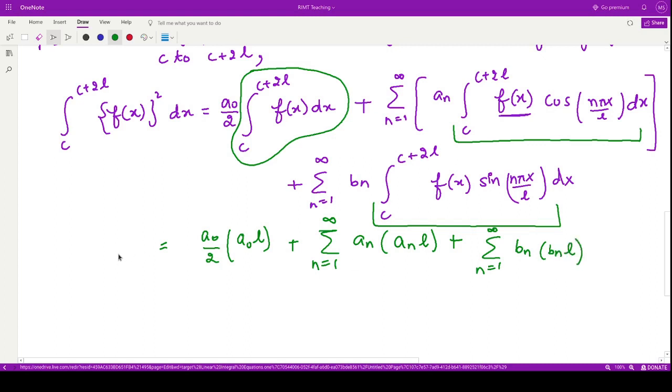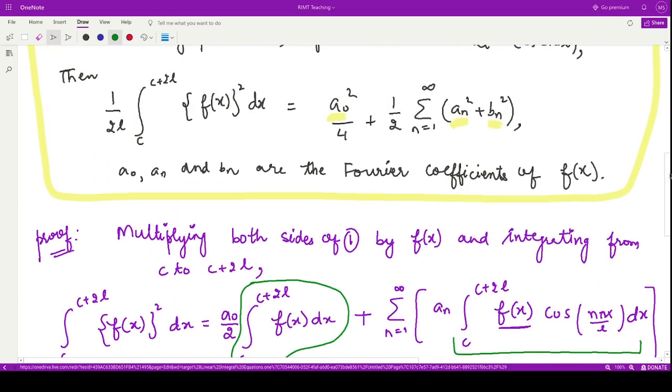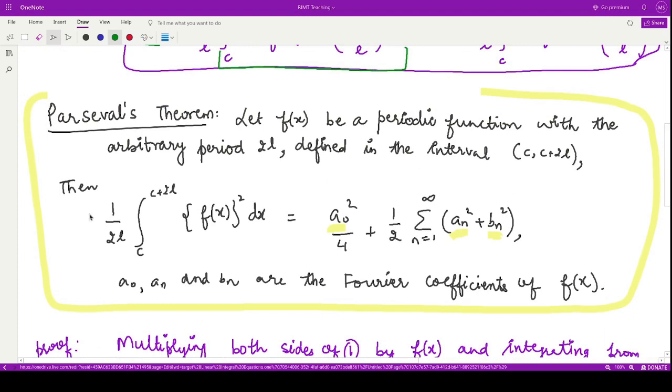So this is what we have on the right hand side. On the left hand side it would be c to c plus 2l integration of the function f of x whole square with respect to x, right? So this is what you got. Now look at the statement of this theorem, which says that we wanted to prove this relationship. From here you can clearly see that we have a naught square. Yes, there is no problem. We have an square and bn square also, but together with these terms we are also obtaining l.